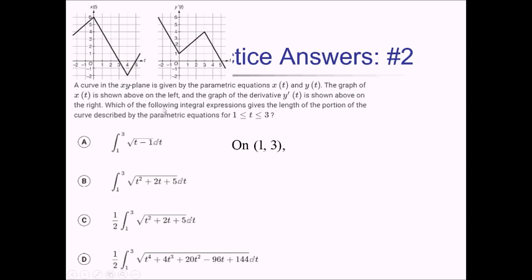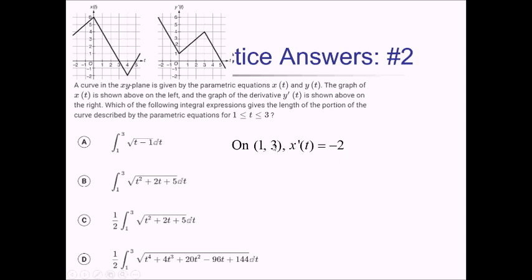So on the interval from 1 to 3, what is x prime going to be? Well, x prime is just going to be the slope of the x graph on that interval. Taking a look at the x graph right here, on the interval from 1 to 3, just taking a piece of this line, we're going down 2 and over 1. So that's a slope of negative 2. So that is going to be our x prime of t on this particular interval.